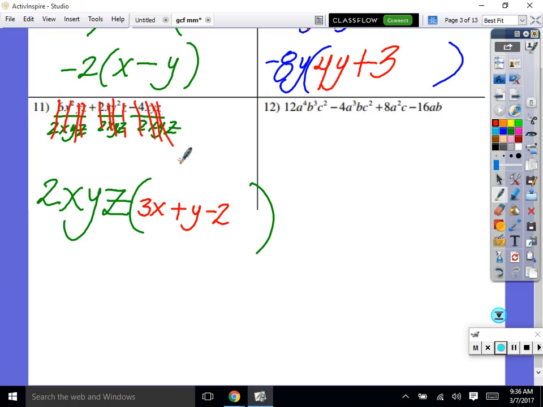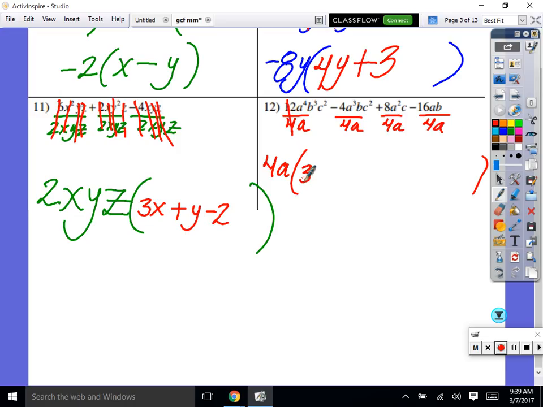Okay, how about you guys give it a try with this one? Number 12, go for it. Now notice there's 1, 2, 3, 4 terms. But you do it the same way. Factor out the greatest common factor only. But it has to be in all four. So we pulled out a 4a. So then you wrote your parentheses divided by 4a, divided by 4a, divided by 4a, divided by 4a.